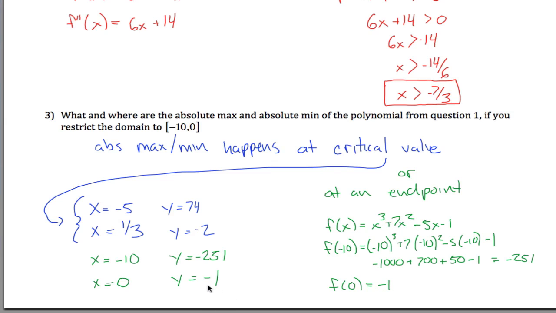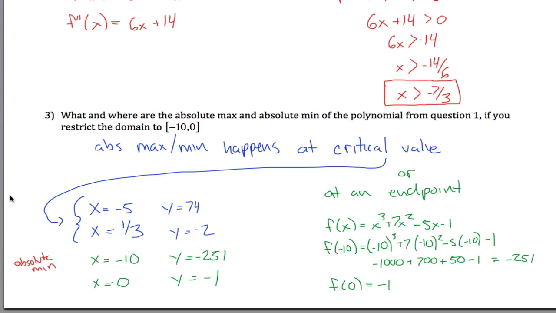So now what we've got to do is look at these values right here and figure out which one is the absolute maximum and which one is the absolute minimum. Well, let's see, it looks like the lowest one is this guy right here. So let's switch colors. This one is my absolute minimum because negative 251 is less than negative 2, negative 1, and 74. So my absolute minimum happens at x equals negative 10, and it's equal to y equals negative 251.